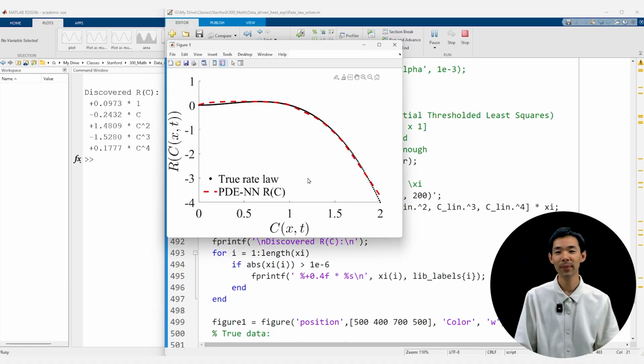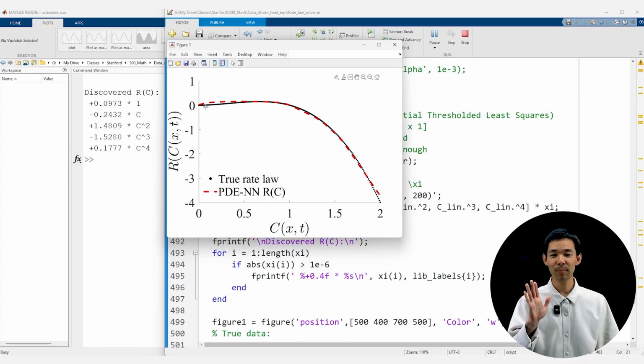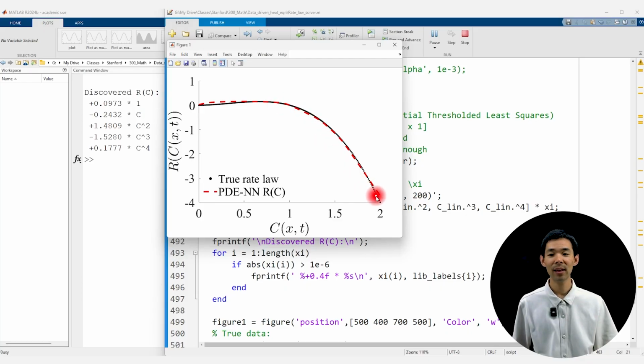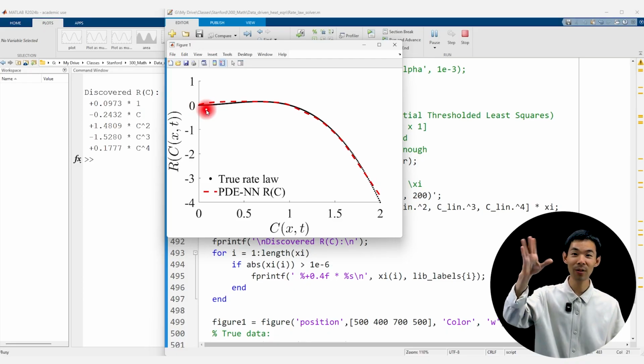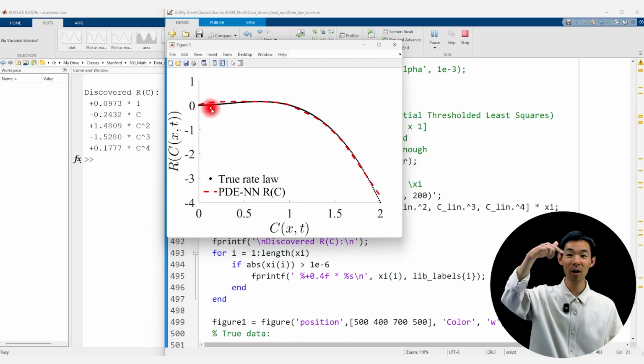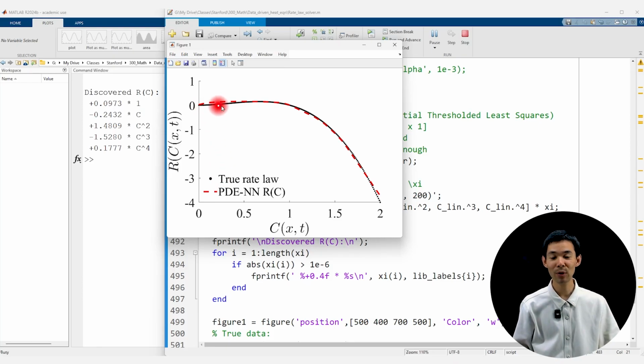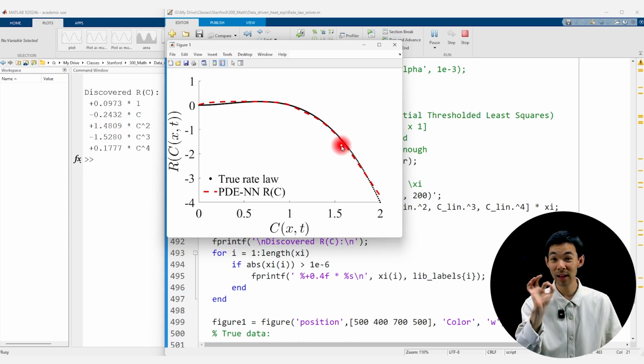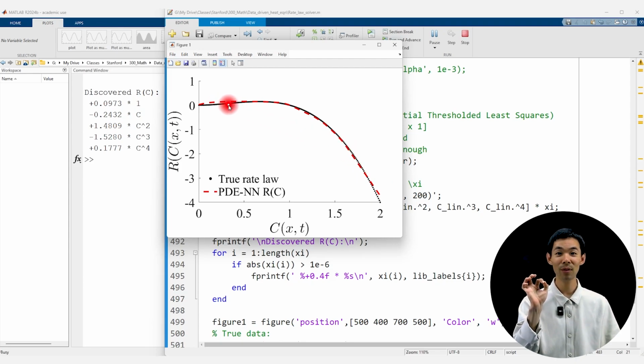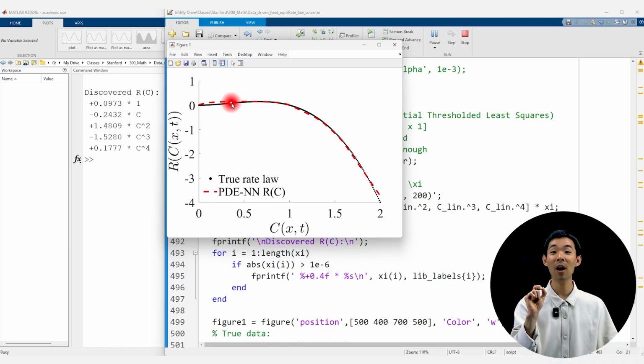Let me explain what I'm going to evaluate. First, this black solid line is the true rate law, that's C squared minus C cubed. The red dashed line is the solution from the neural network model that we discussed in the last video. If you recall, at the very end of the last video, we compared the true rate law with the neural network produced rate law, and we said it looks pretty good numerically. That's what I'm showing here in red. Just to be clear, I'm using the red dashed data points, not the black, and doing a sparse regression on that.